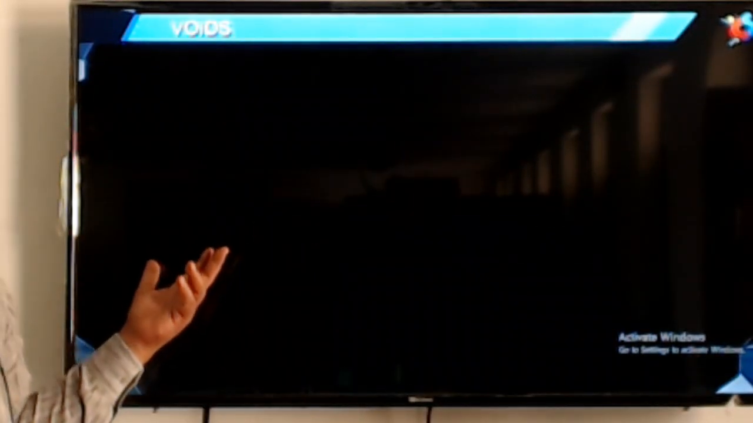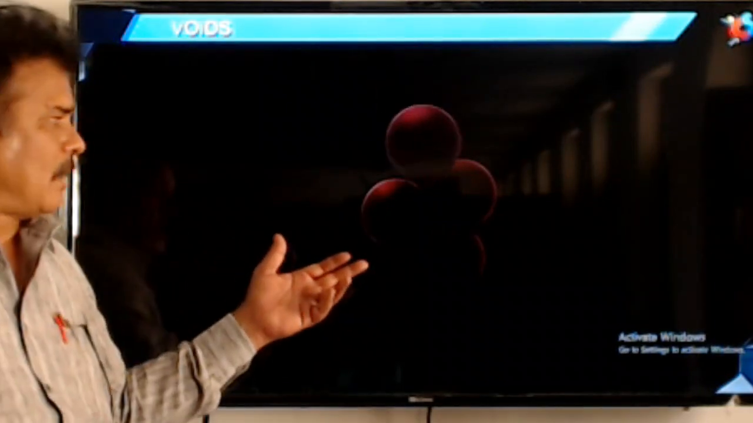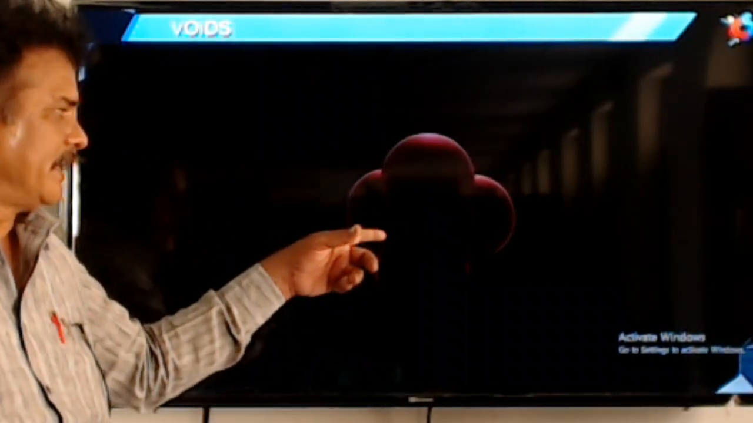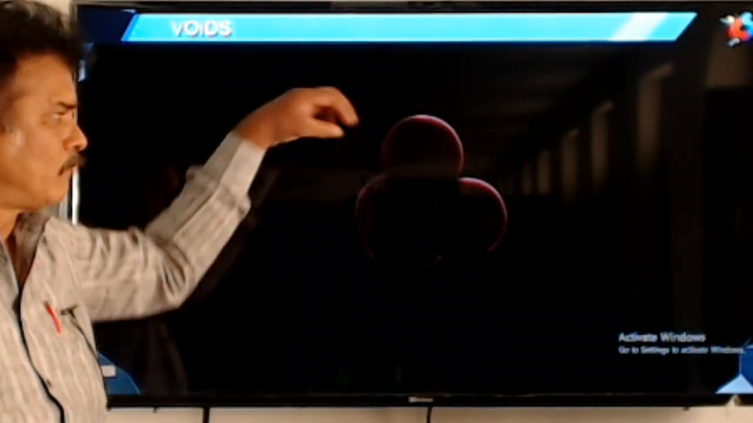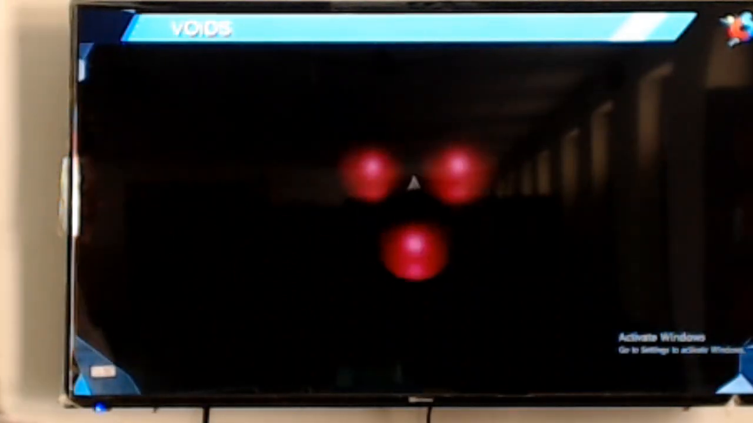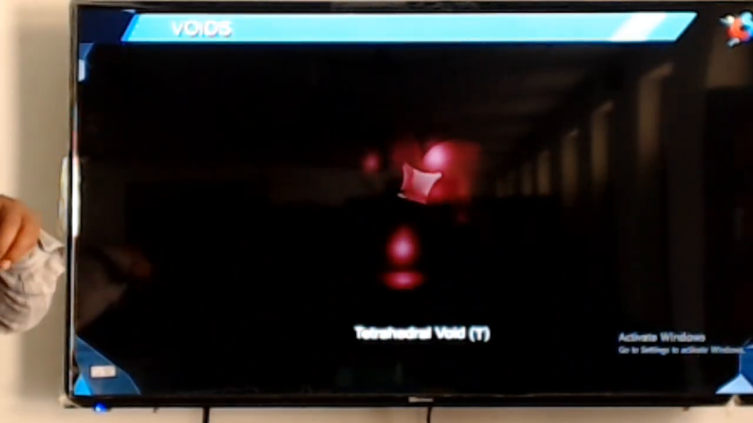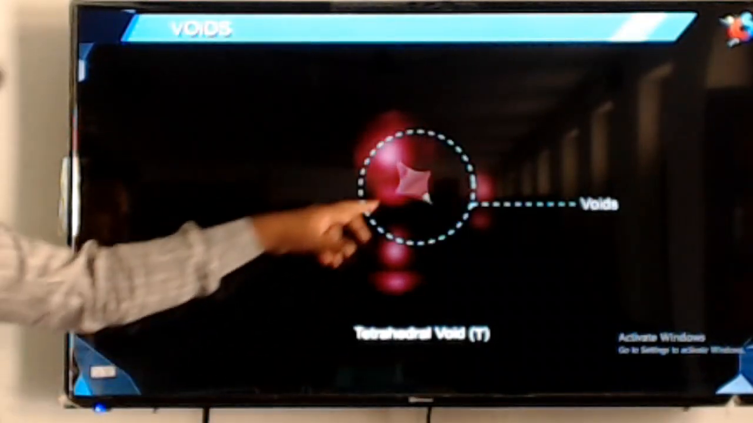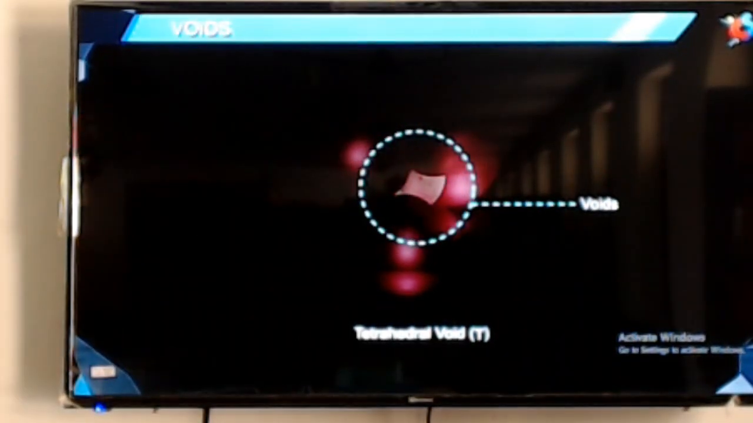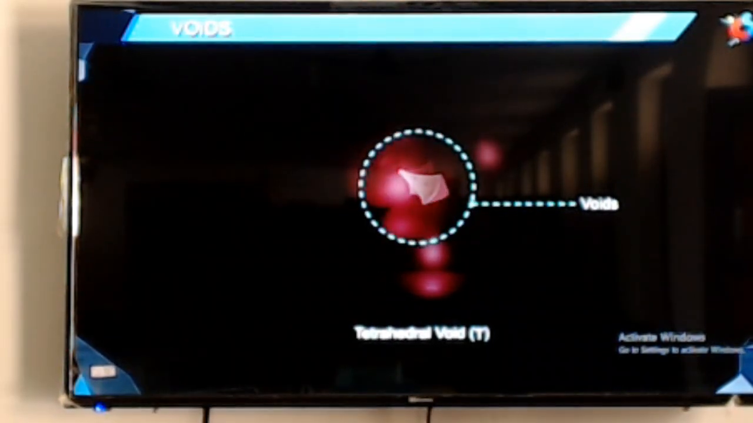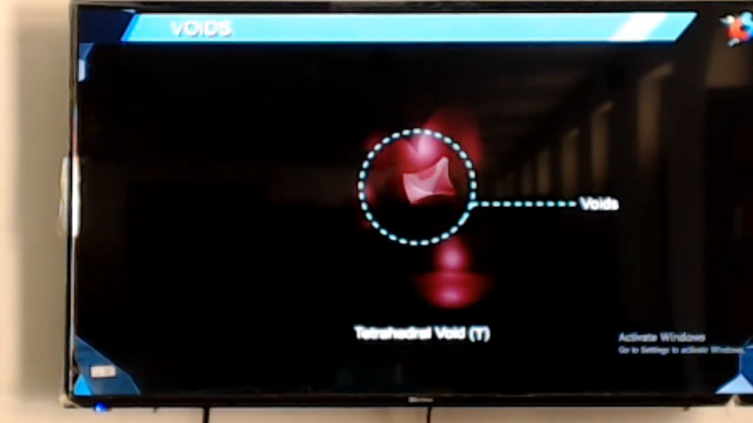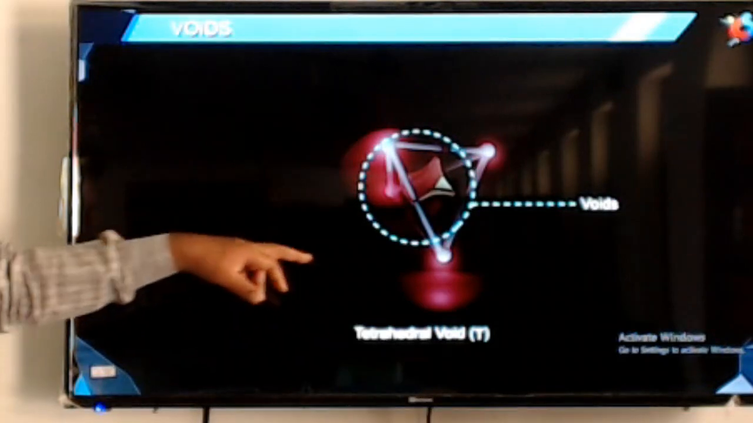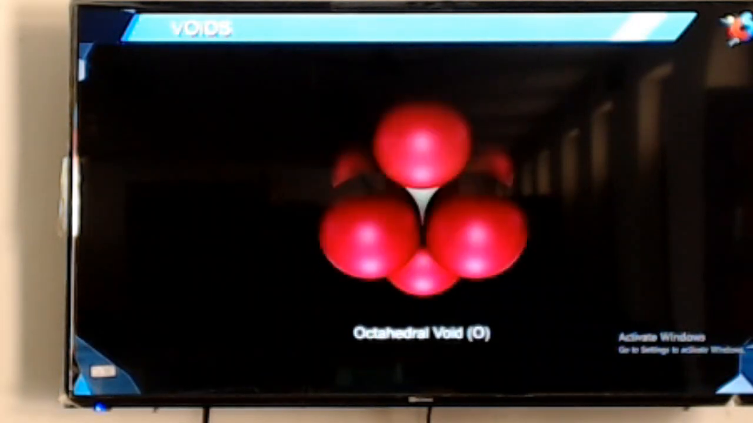Tetrahedral voids are formed by four spheres. We have already shown this to you. With three spheres, we get a trigonal void, and with the fourth sphere, we get a tetrahedral void. If a fourth sphere is kept in the dip of the three spheres, this is called a tetrahedral void. That means if we join the four spheres, we will get a tetrahedron. So this is called a tetrahedral void.